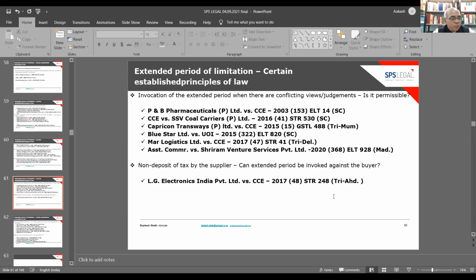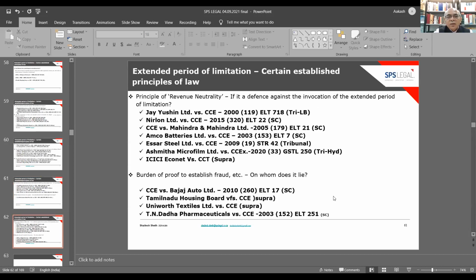In this, non-deposit of tax by the supplier, extended period cannot be invoked against the buyer. This is one stray judgment, but an interesting judgment, in the LG Electronics case. Then the principle of revenue neutrality.